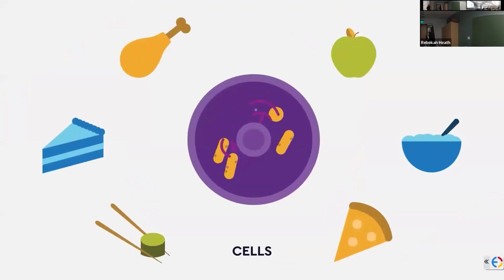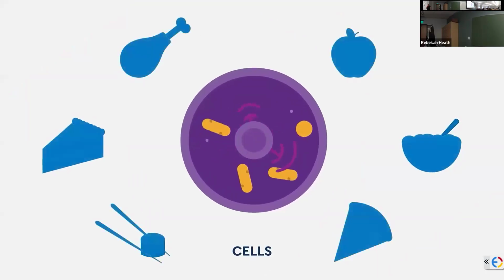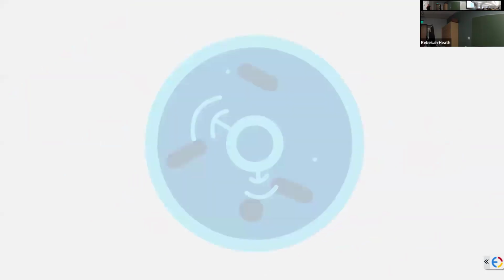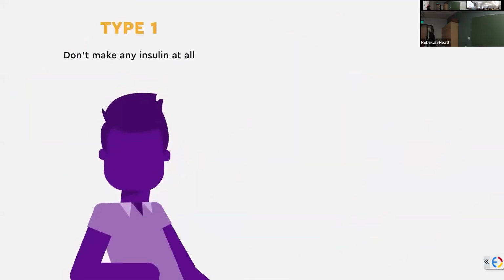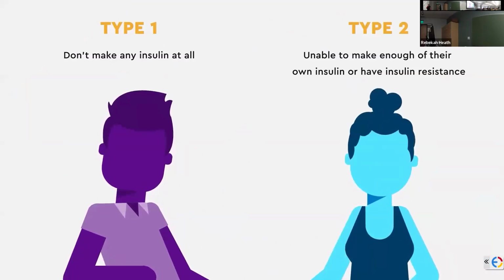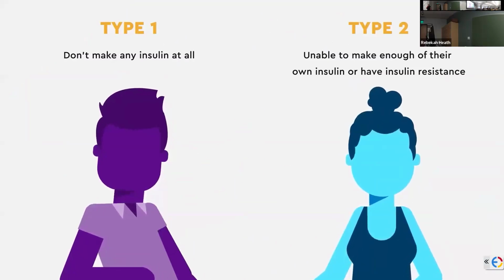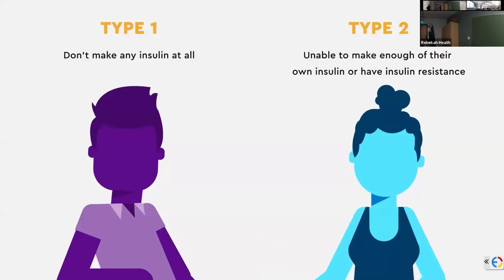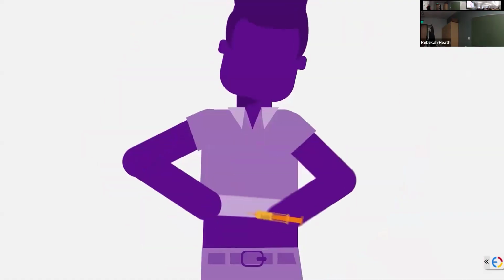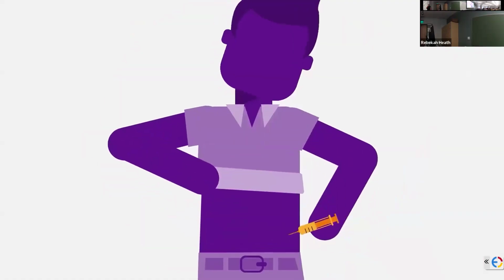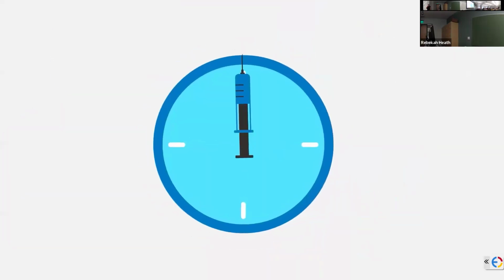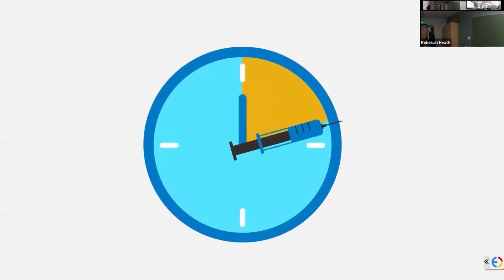Everyone needs insulin for their bodies to make use of the energy found in the foods we eat. After a meal, insulin allows sugar to move from the bloodstream into cells to function properly. But people with type 1 diabetes don't make any insulin at all, and people with type 2 diabetes are unable to make enough of their own insulin or have insulin resistance, making it challenging for both to keep their blood sugar at healthy levels all the time. That's where mealtime insulins come in. Mealtime insulins are usually delivered through an injection into an area of your body like your stomach or thigh, and typically require you to time your insulin delivery around your meals to give the insulin time to start working.